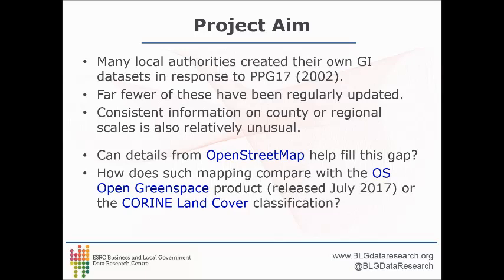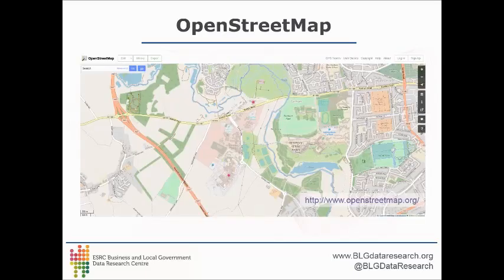We wanted to make use of OpenStreetMap. Many of you are probably familiar with this database. It's an example of volunteer geographical information. It started in the UK in 2004, and it was inspired by the success of Wikipedia and the predominance of proprietary map data in the UK at the time. It's grown enormously since then.